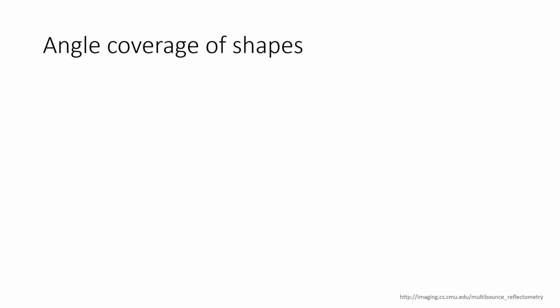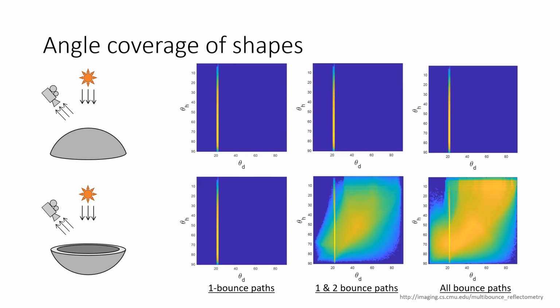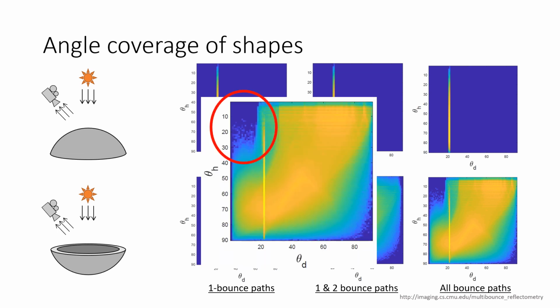Now let's consider the convex and concave sphere shapes. Single bounce paths only sample 1 column of the bivariate table corresponding to the constant θ_d angle between our fixed illumination and viewing directions. As before, when we consider paths with more than 1 bounce, the concave shape allows us to sample a much larger part of the bivariate space. We note, though, that even the concave sphere cannot sample the part of the bivariate space corresponding to specular reflection at normal incidence. This motivates the question, can we design a shape that improves the coverage of the bivariate space?